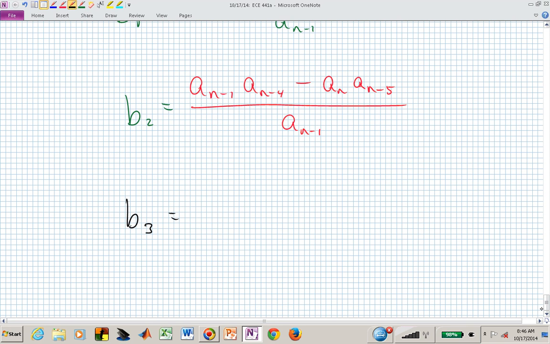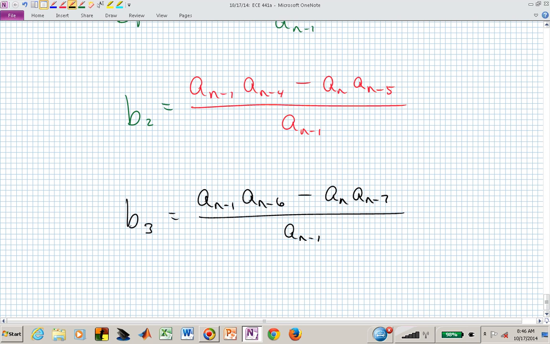We now have B sub 3 is A sub n minus 1 times A sub n minus 6 minus A sub n times A sub n minus 7 all over A sub n minus 1. That's the B row.